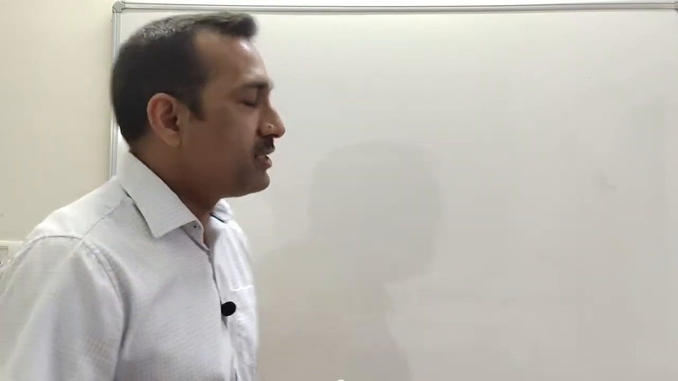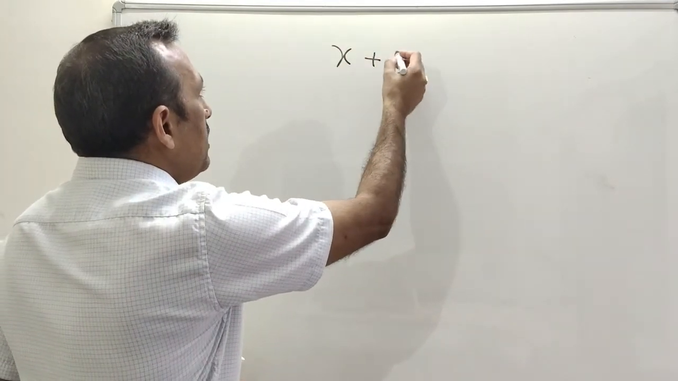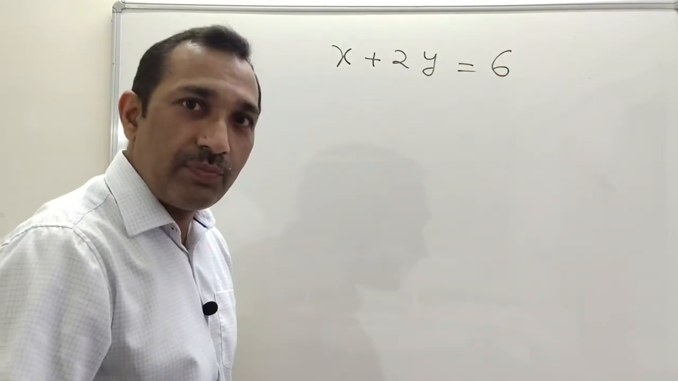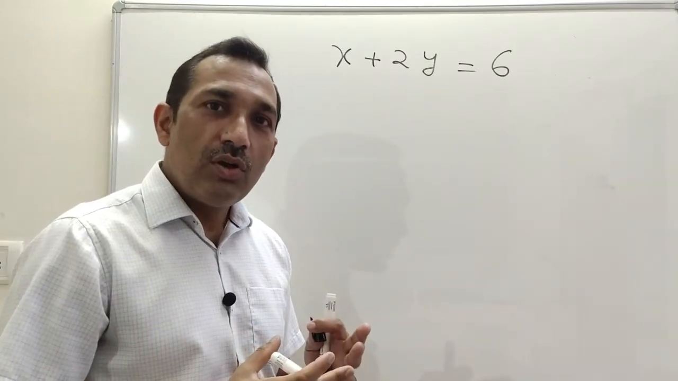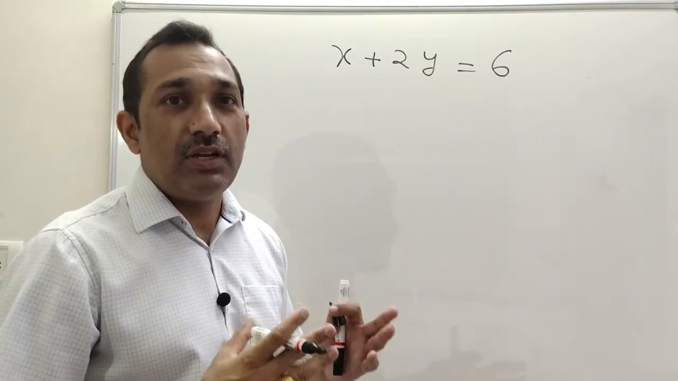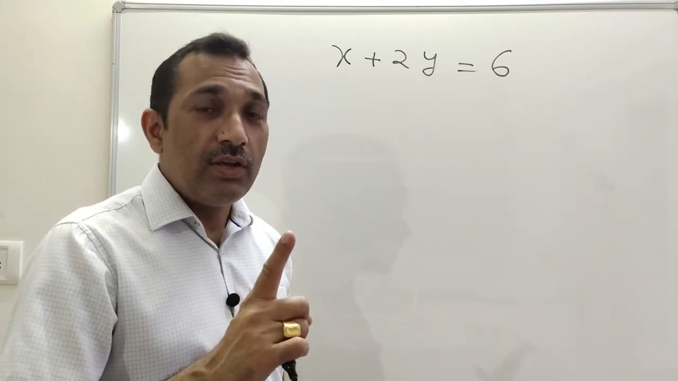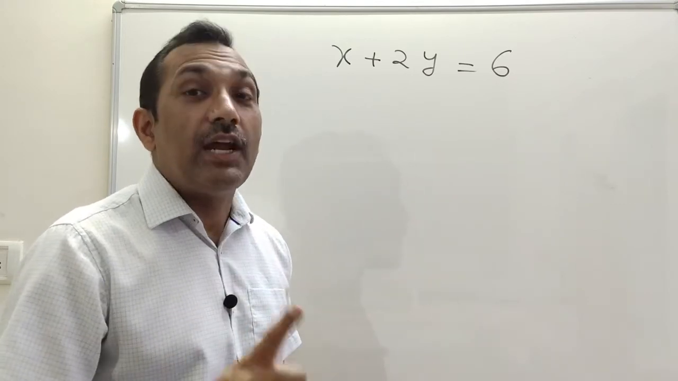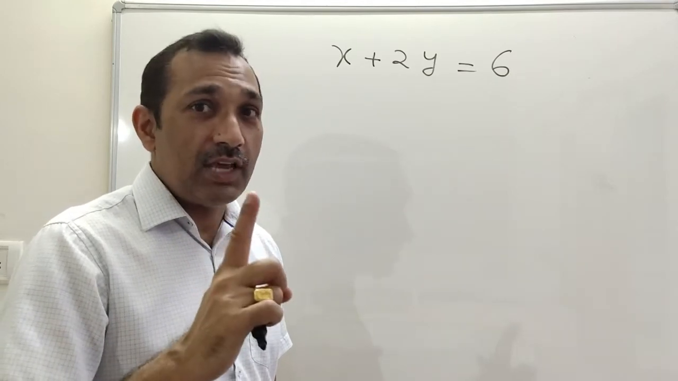Now let's look into our equation with two variables. Okay, so let me write the equation x plus 2y equal to 6. Right? Now how many roots or solutions is this equation going to have? If you remember, when I wrote a linear equation with a single variable, it had only one root or one value. The variable was having only one value.